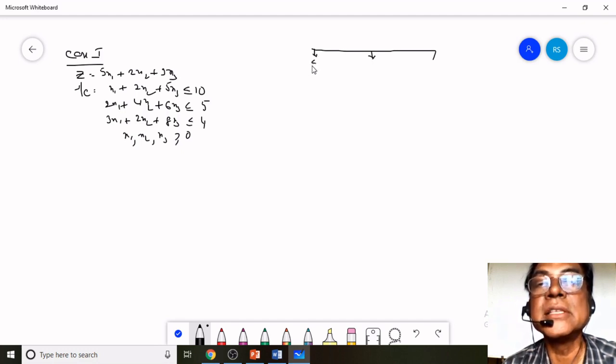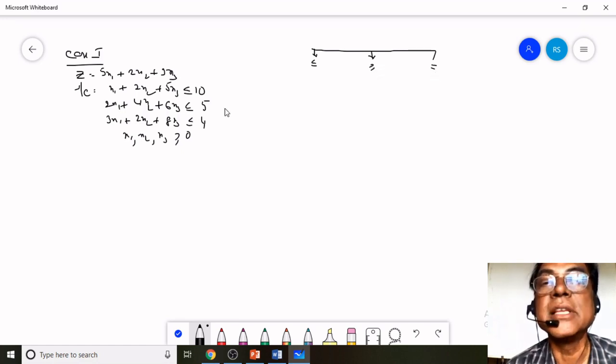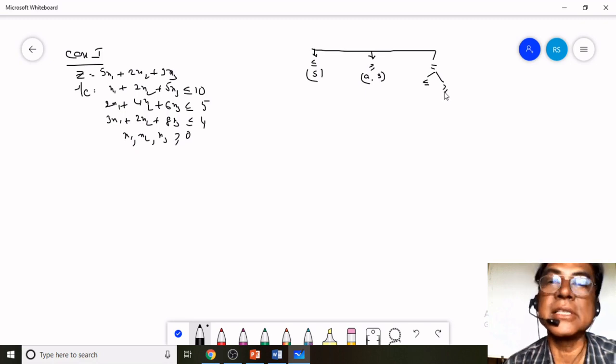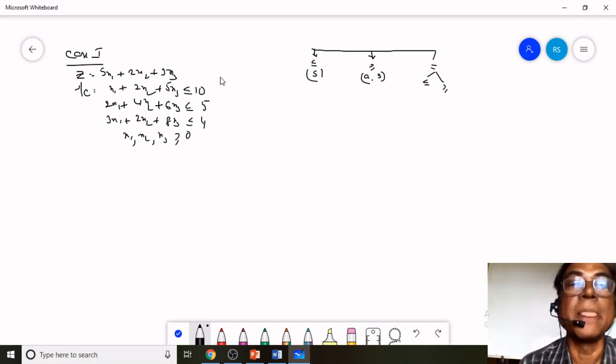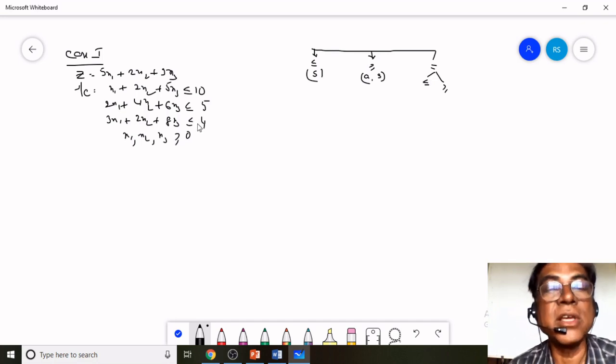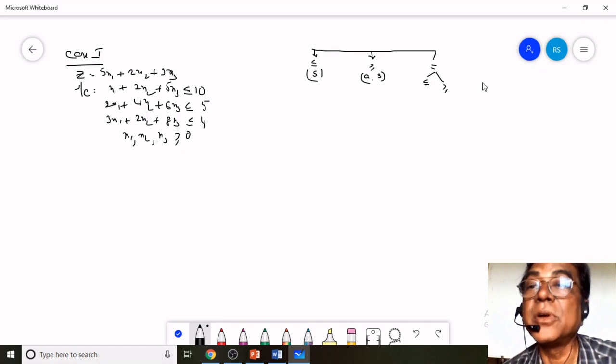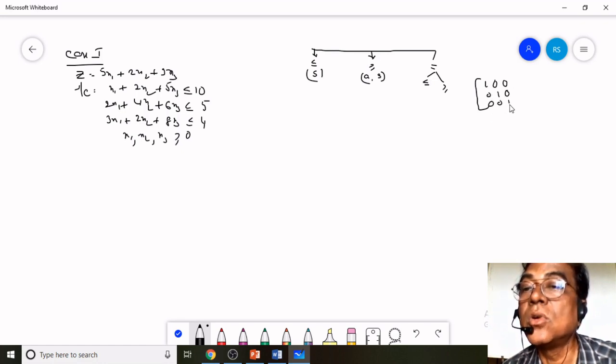If the question is given as less than or equal to, greater than or equal to, and equal to: if it is less than or equal to, introduce slack variables. If it is greater than or equal to, artificial and slack variables. The equal to case is again divided into 2 categories, less than or equal to and greater than or equal to. Leave that for now. Now come to the first equation. Before converting the inequality equation to an equal equation, we have to use a unit matrix. That is very important. The unit matrix here is 1 0 0, 0 1 0, 0 0 1.